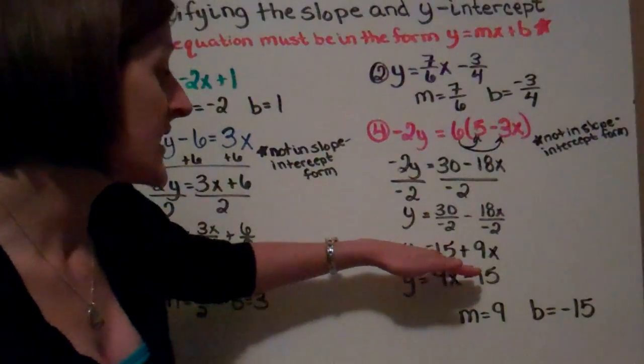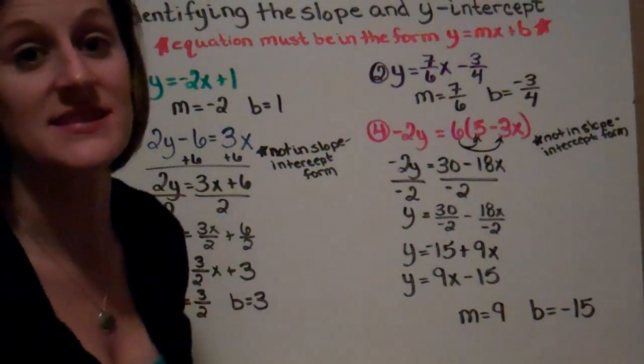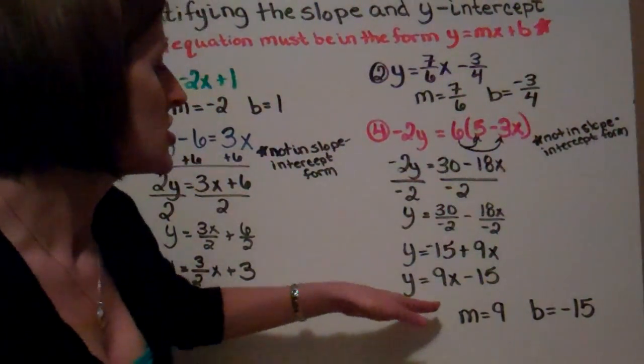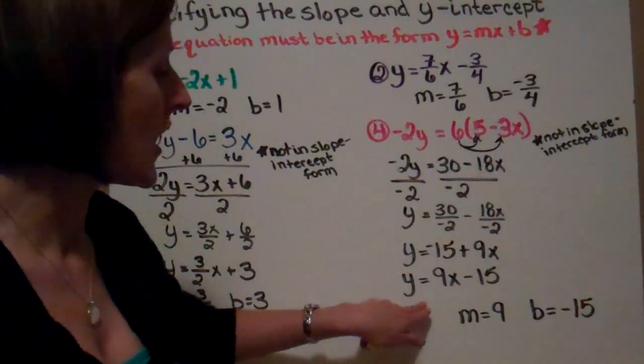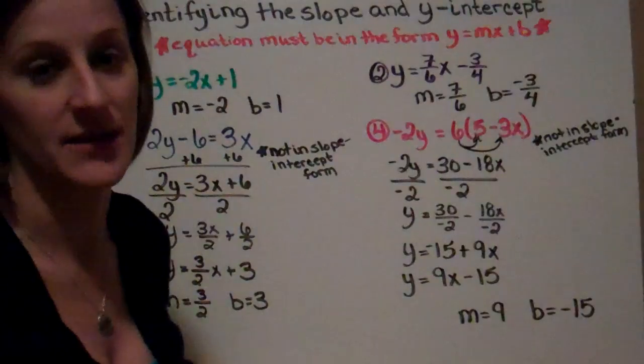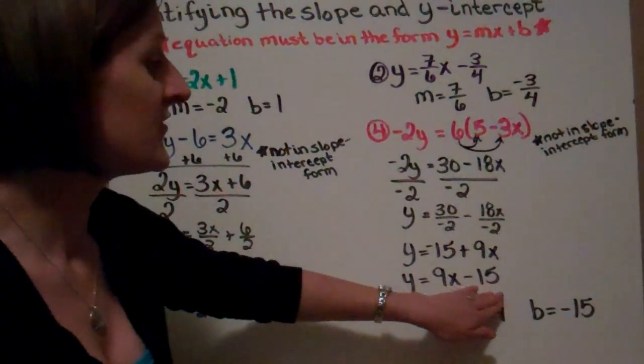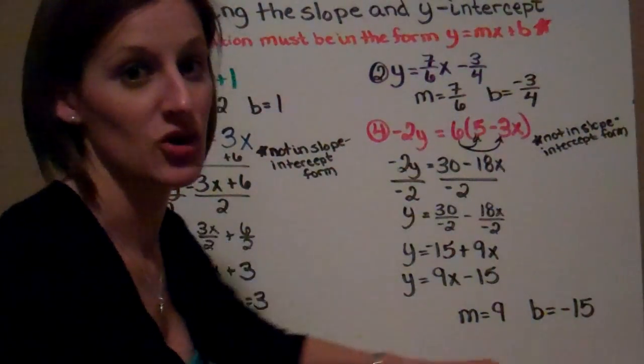Now, y equals negative 15 plus 9x is still not in slope-intercept form. We need to write the x first. So I'm going to flip them and do y equals 9x minus 15. So now we know my m is 9, and negative 15 is going to be my b, my y-intercept.